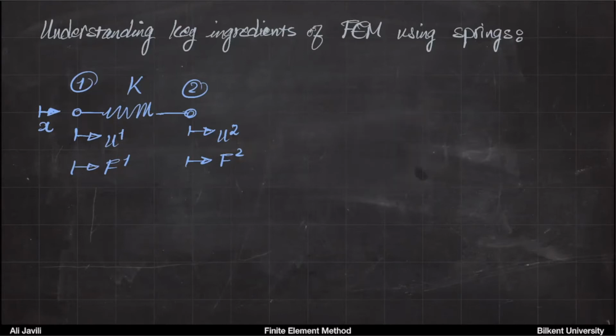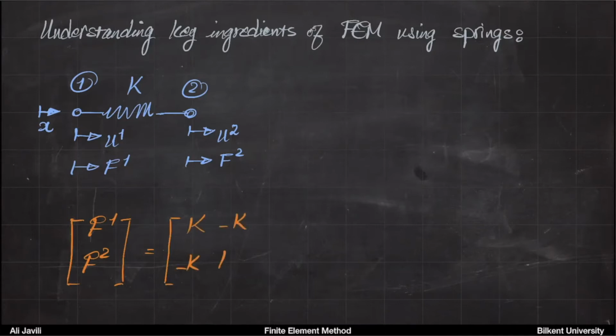Okay, so that's that. And then we mentioned if you have a system like this, then you can write your two equations, and eventually you would have your system F1, F2 equals, let's say, the matrix K, minus K, minus K, K, times U1, U2. This is what we learned from the previous lecture.